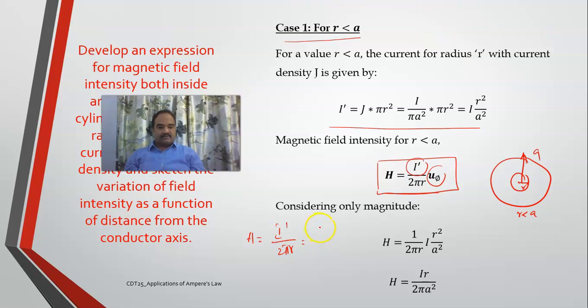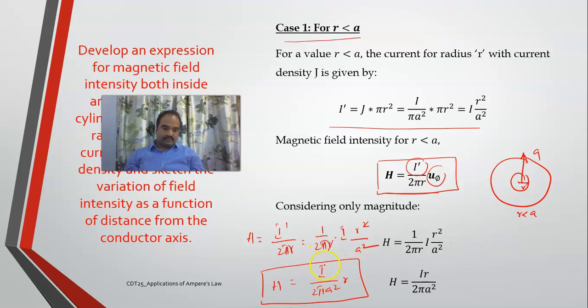You know I dash already: I into R square by A square. So substituting, what I'll get is H equal to I R by 2 pi A square. This is the field magnitude inside the conductor. Here I, pi and A are constant; what is varying is R. If this is the conductor with radius A, the field will slowly increase up to the surface because H is directly proportional to R.